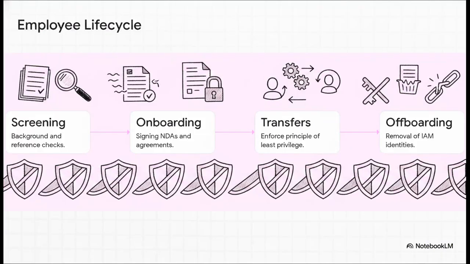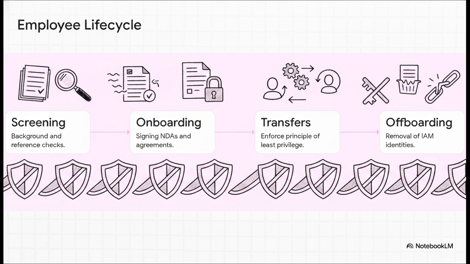The employee life cycle requires really strict governance at every single phase. Step 1 is screening and hiring. Things like background checks, reference checks, and education verification initiate the process to prove a candidate is trustworthy. Then we hit onboarding, where mandatory agreements like non-disclosure agreements and acceptable use policies are signed.